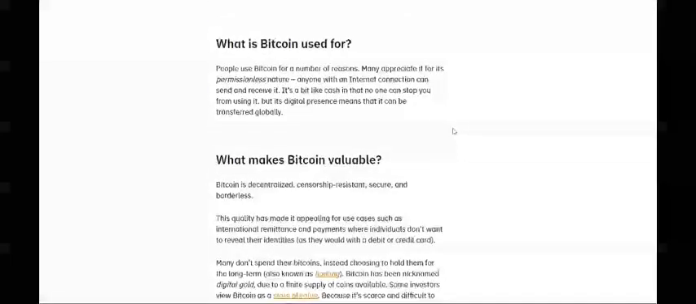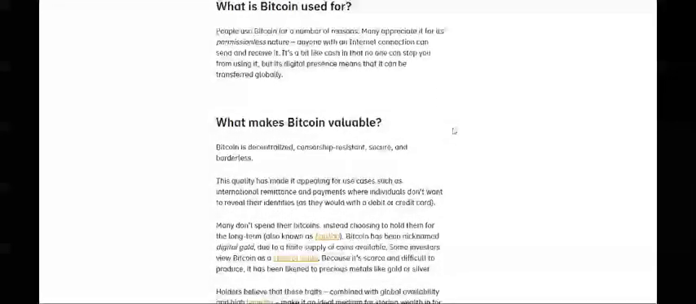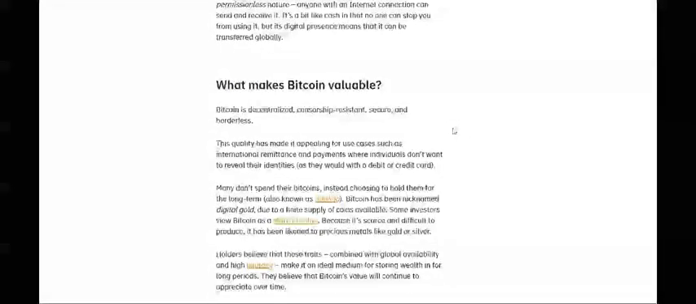What is Bitcoin used for? People use Bitcoin for a number of reasons. Many appreciate it for its permissionless nature. Anyone with an internet connection can send and receive it. It's a bit like cash in that no one can stop you from using it, but its digital presence means that it can be transferred globally. What makes Bitcoin valuable? Bitcoin is decentralized, censorship resistant, secure, and borderless. This quality has made it appealing for use cases such as international remittance and payments where individuals don't want to reveal their identities as they would with a debit or credit card.